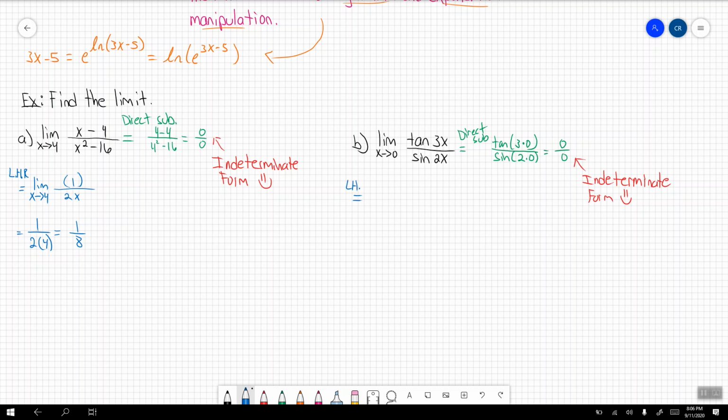And again, I'm going to apply L'Hopital's rule, but I have to take the derivative of the numerator independently from the derivative of the denominator. So taking the derivative of the numerator, I will get 3 times secant squared of 3x, divided by 2 times cosine of 2x. Just like that.